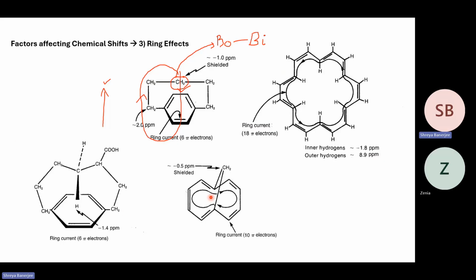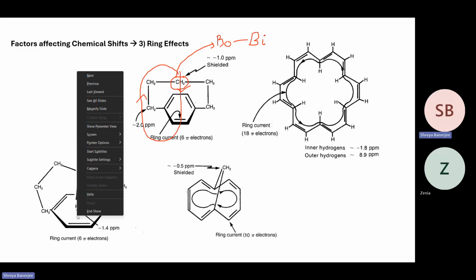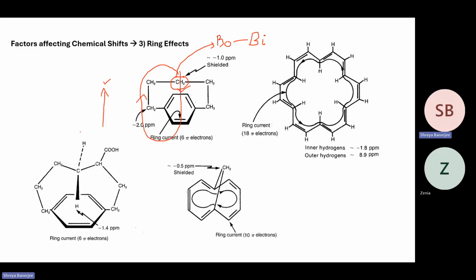And similarly, these are some other examples. So any hydrogen which falls along the axis of this aromatic ring, suppose this is the middle part, any hydrogen which falls along this will have lower chemical shifts. You can see this one has -1.4 ppm. Whereas any hydrogens in the same plane as the aromatic ring will have greater chemical shifts.